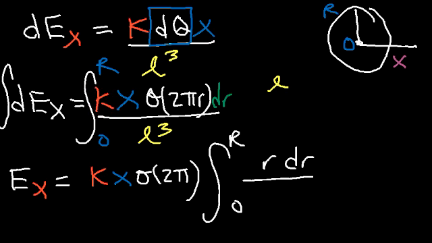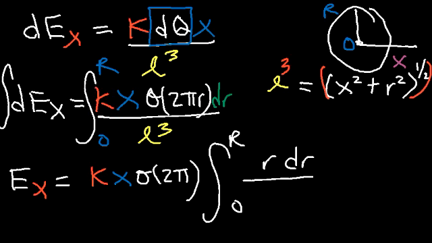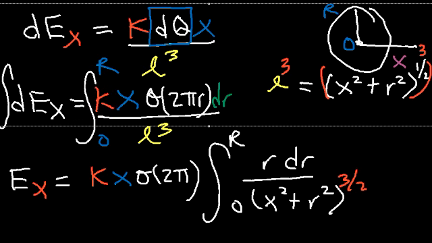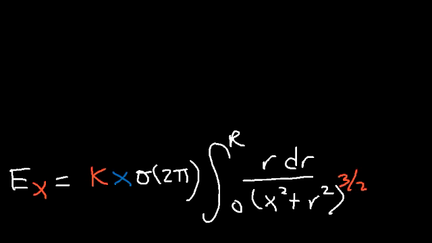Now we know that L is equal to the square root of x squared plus r squared. So it's x squared plus r squared raised to the 1/2. So if we cube both sides, 1/2 times 3 is 3 over 2. So L cubed is x squared plus r squared raised to the 3 over 2. So now that we have that, at this point we're going to focus on finding the antiderivative of this expression.